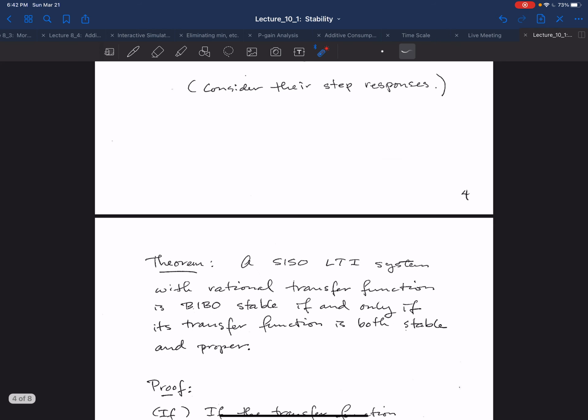So how do we know when a system is bounded input, bounded output stable? Well, it turns out there's a very simple condition. And in fact, those two non-examples illustrate the different ways in which this condition can be violated. A SISO LTI system is BIBO stable if and only if its transfer function is both stable and proper.